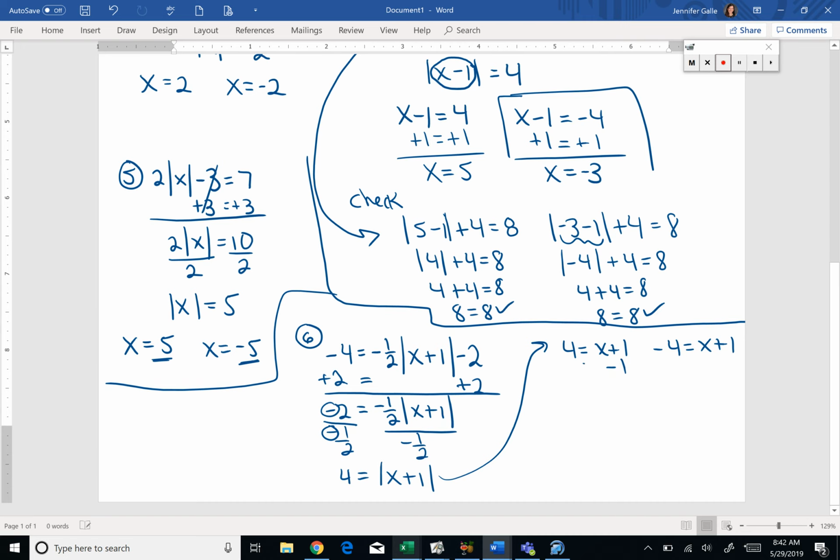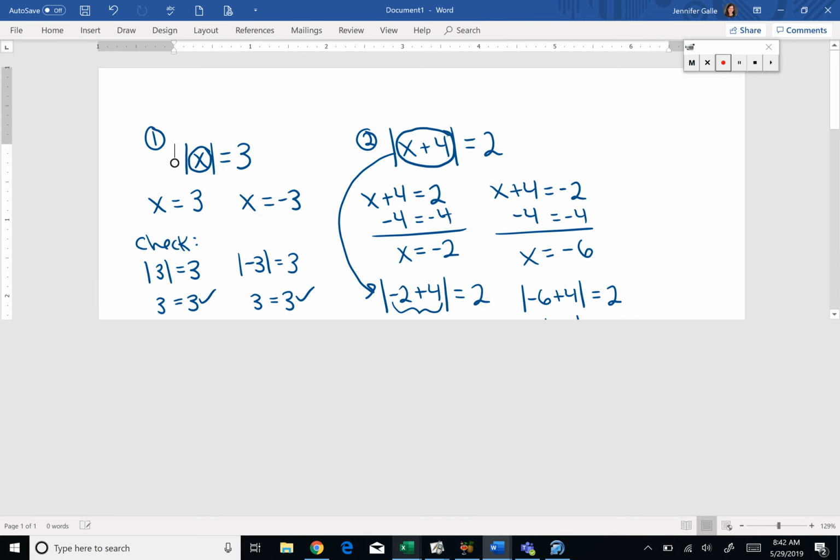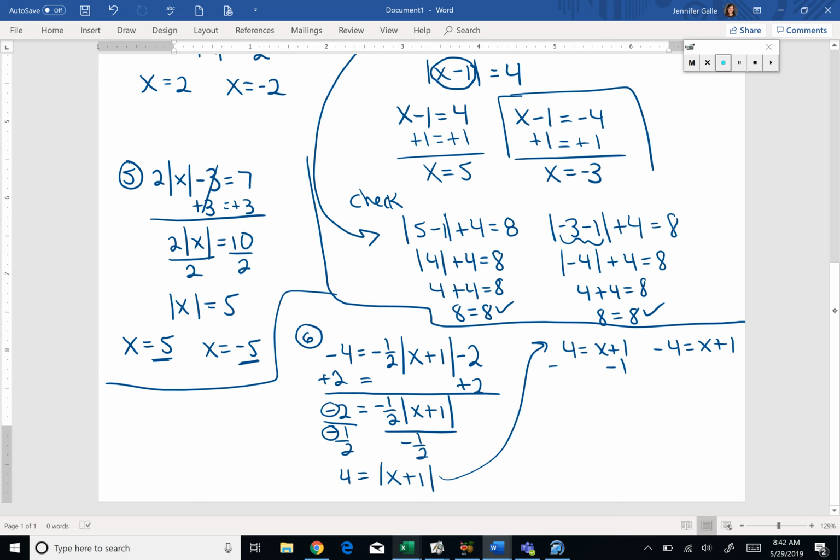Subtract our 1. Whoops, sorry guys. We don't need that. There we go. Subtract our 1. We get 3 equals x, and we get negative 5 equals x. We get our 2 solutions.